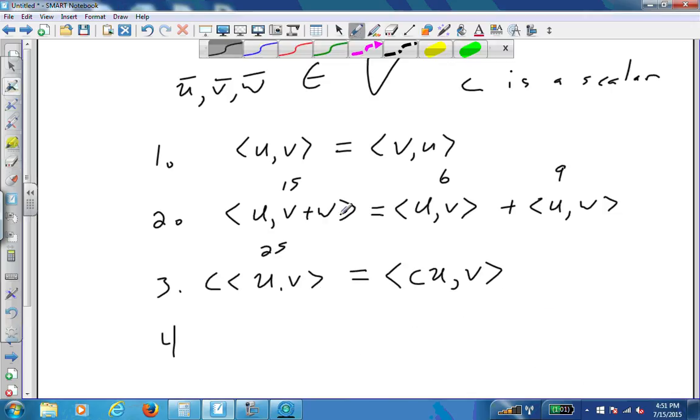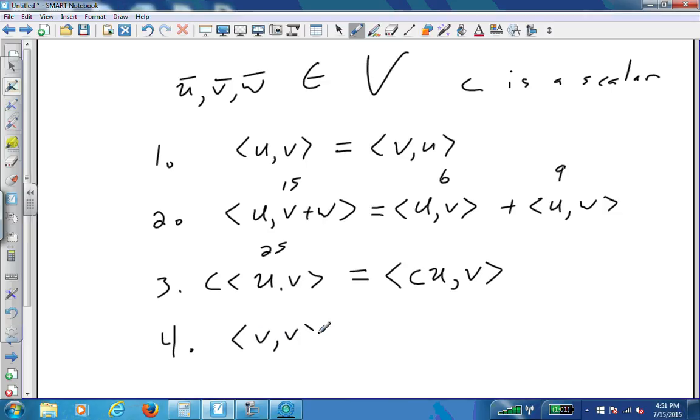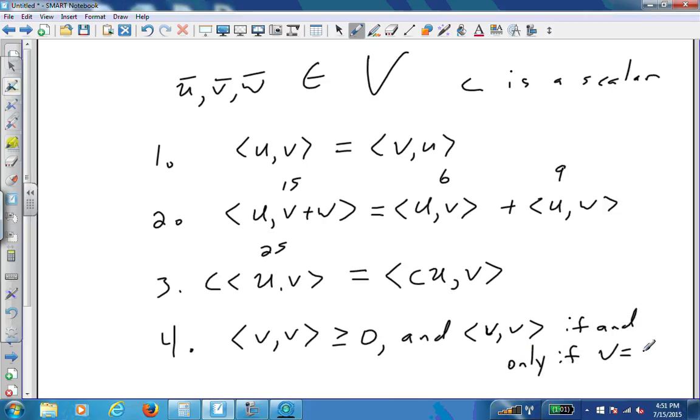So our third property holds for the dot product. And then if we take a vector and compute the inner product with itself, we'll get a positive number, something that's greater than or equal to 0, and it will equal 0 only if, in fact, if and only if the vector v equals 0.